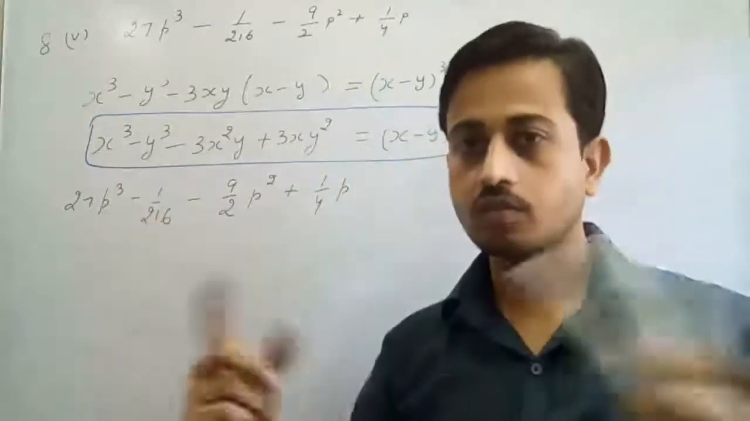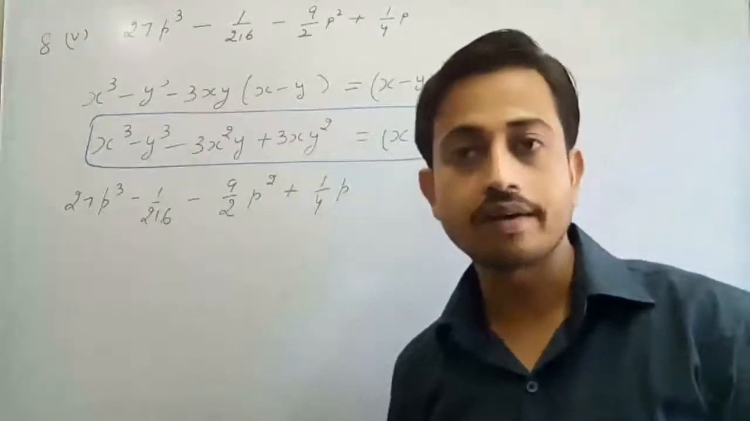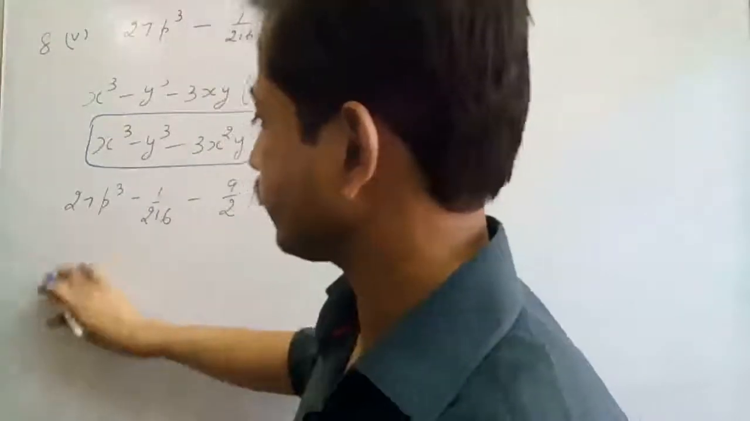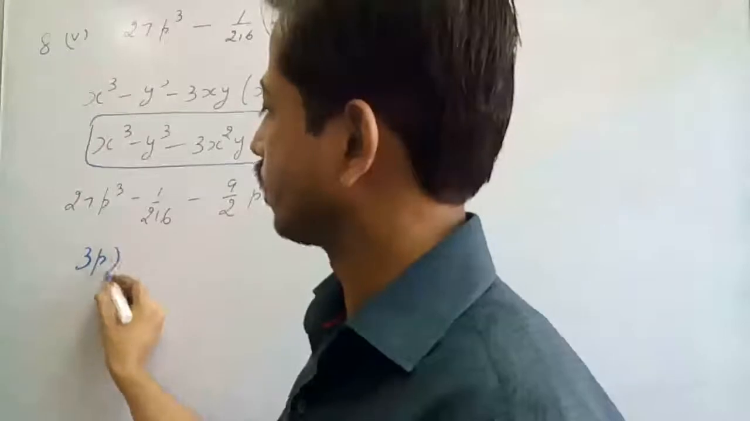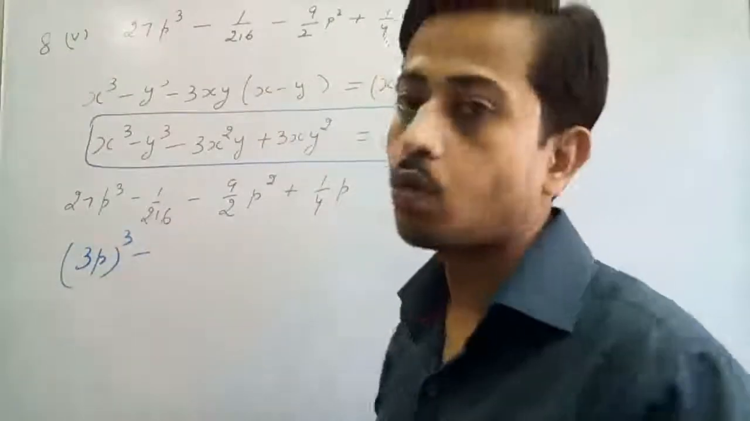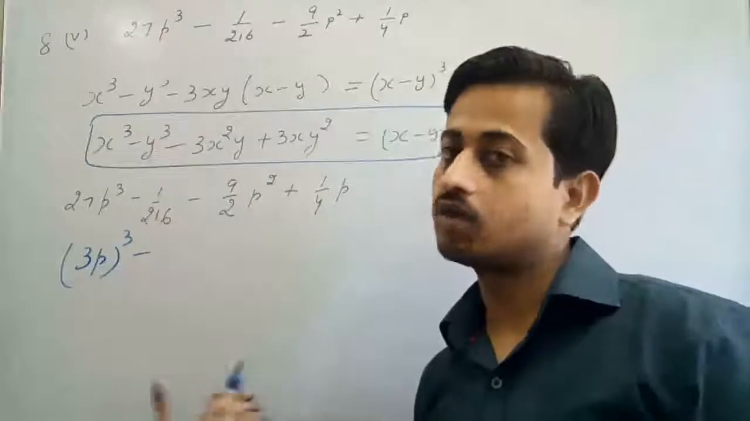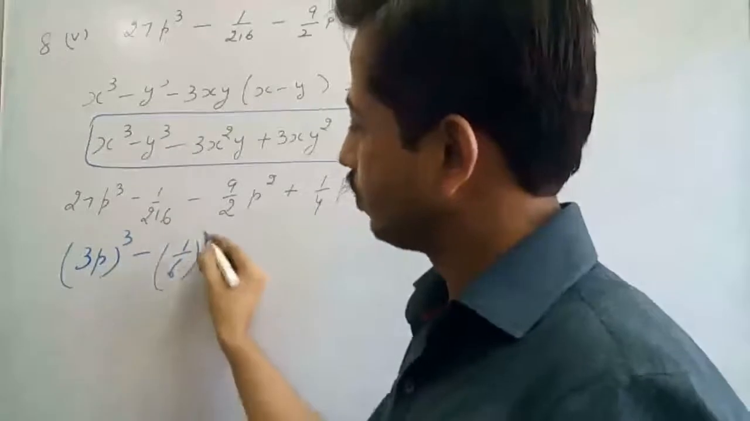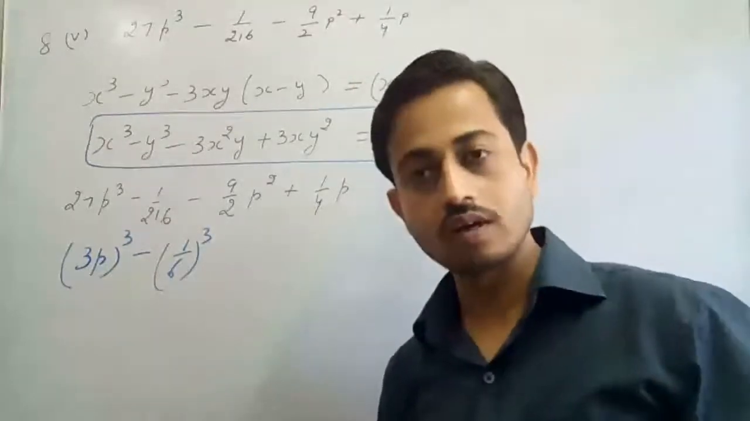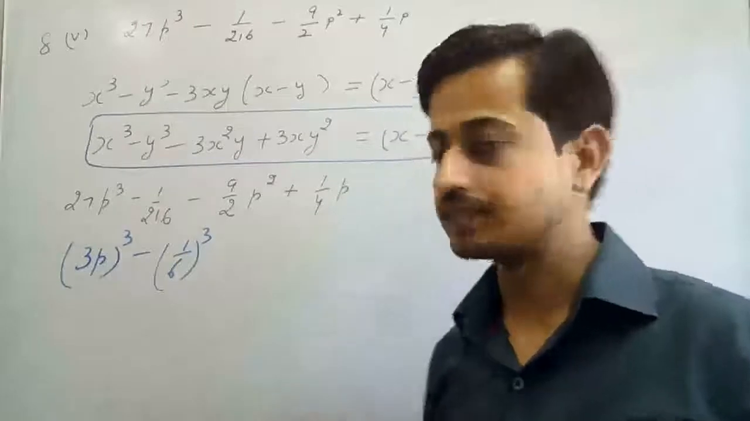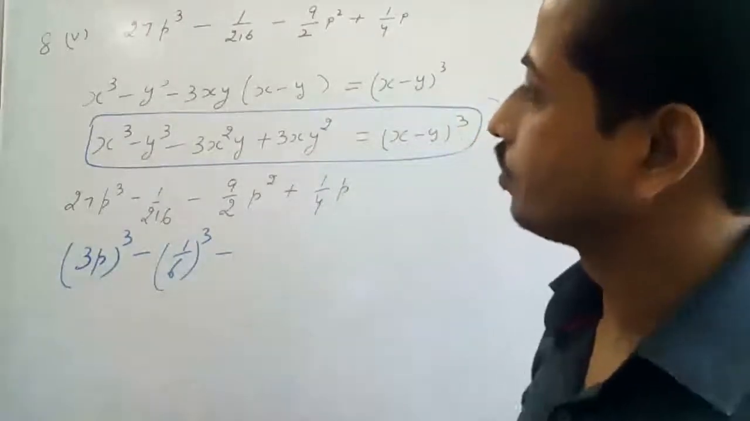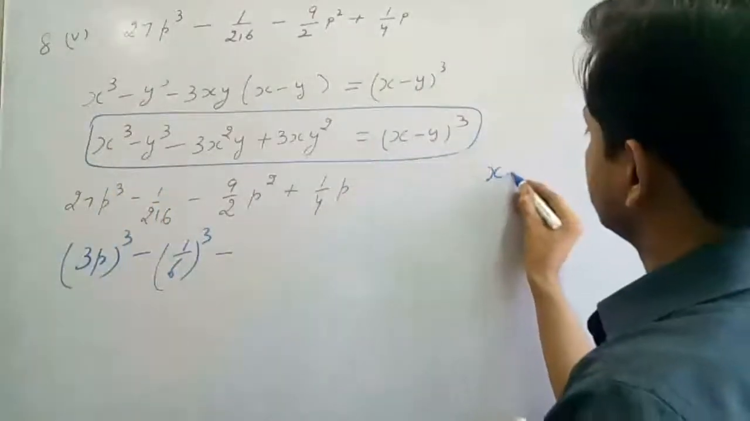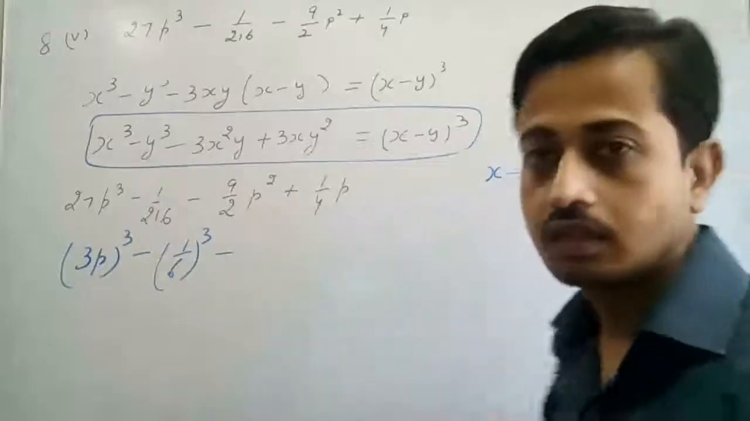Now we have to write in terms of whole cube. 27 is whole cube of what? 3 whole cube. So overall we can write it as 3p whole cube, and 216 is what? Whole cube of 6, and 1 whole cube is 1. So overall we can write it as 1 by 6 whole cube, because 1 cube is 1 and 6 cube is 216. So now in this, our first term is x. x is what? 3p. So we get x is 3p.